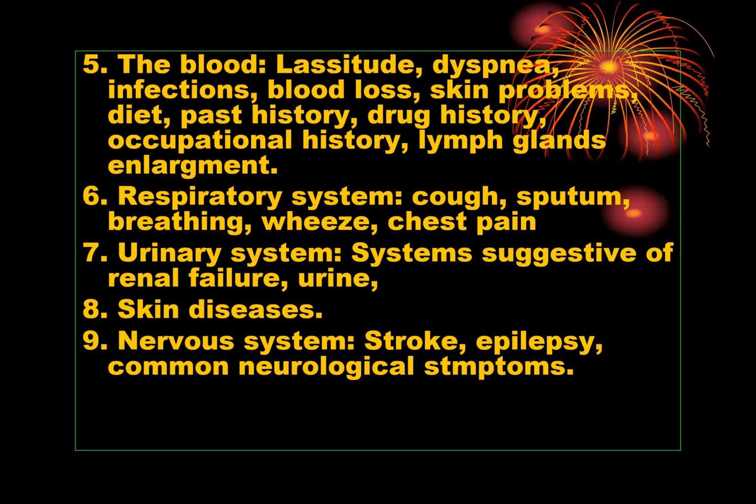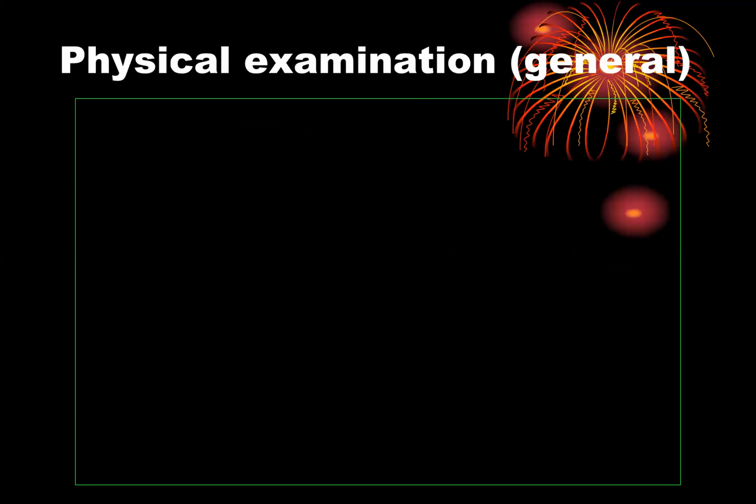Nervous system: there is history of stroke, epilepsy, and other common neurological symptoms like headache, dizziness, vertigo, numbness, paresthesia, weakness in the upper and lower limbs, asymmetry of the face, and cranial nerve abnormality. Locomotor system: ask about the joints and backache as part of the locomotor system. So this is the end of the first lecture, and in the second lecture we are going to talk about physical examination.